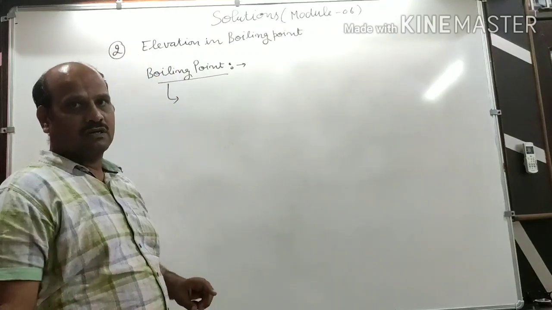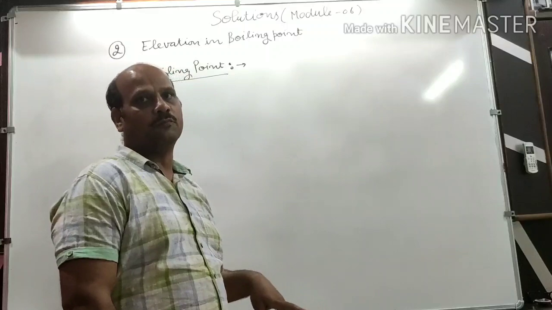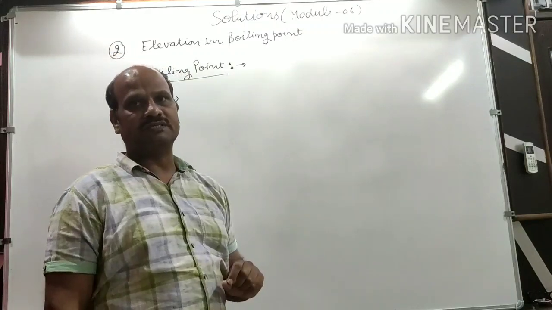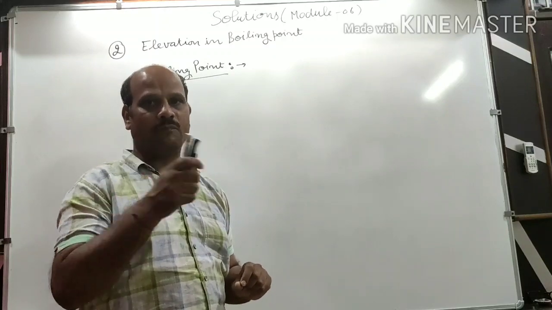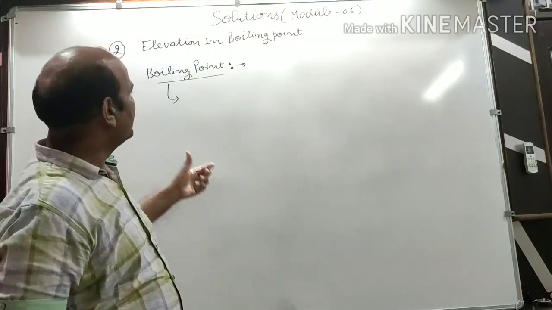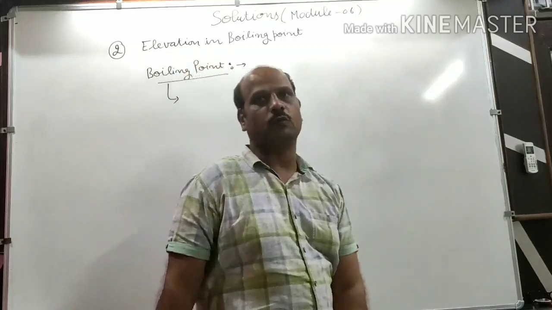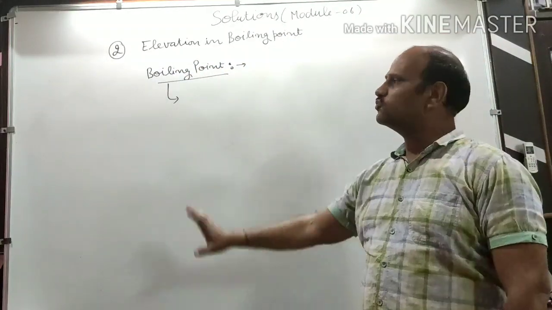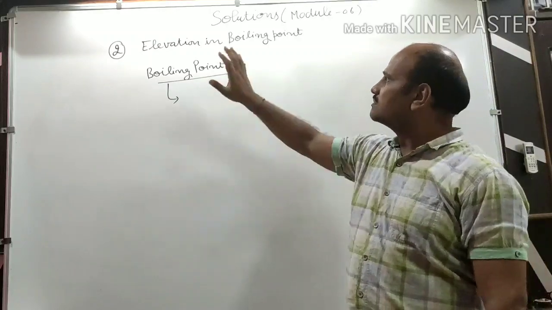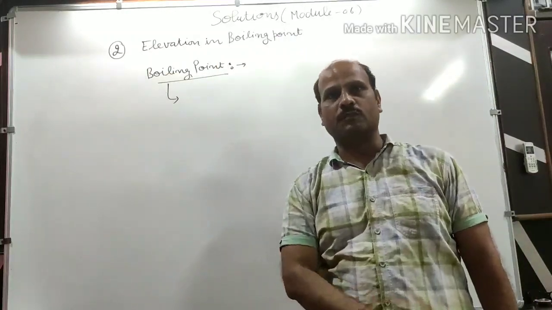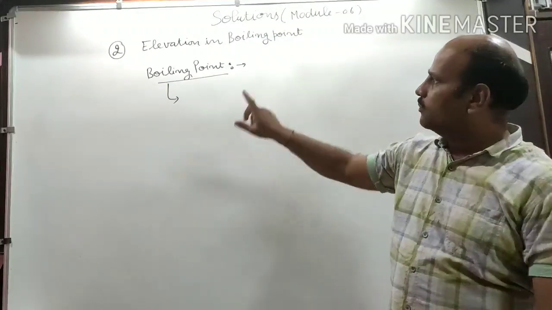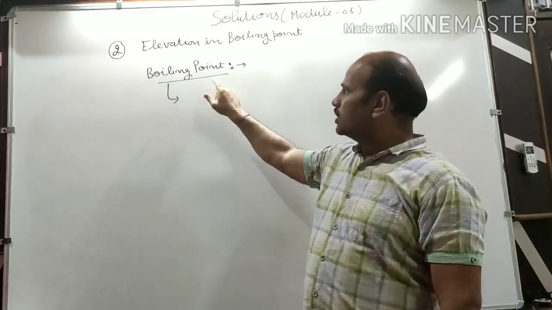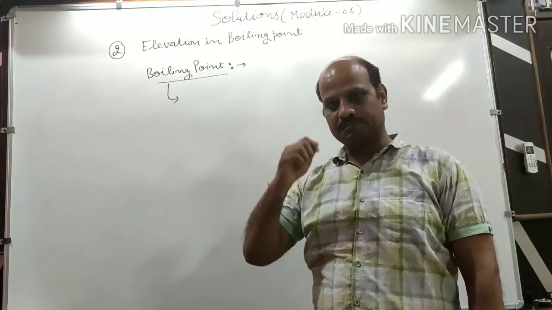In the fourth lecture, I discussed colligative properties. Regarding that, I discussed only one colligative property, that was relative lowering of vapor pressure. Today, I will take the second colligative property, that is elevation in boiling point, and this is a very important colligative property. Before understanding this, you have to understand what boiling point is.